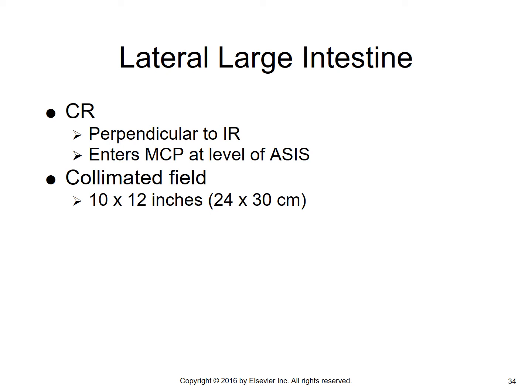So imagine that your central ray is going to be at the level of the mid-coronal plane and then at the level of the ASIS. And because you're only looking at the rectal area here, in fact, most places call this a lateral rectum, you only need 10 by 12 inches of collimation.